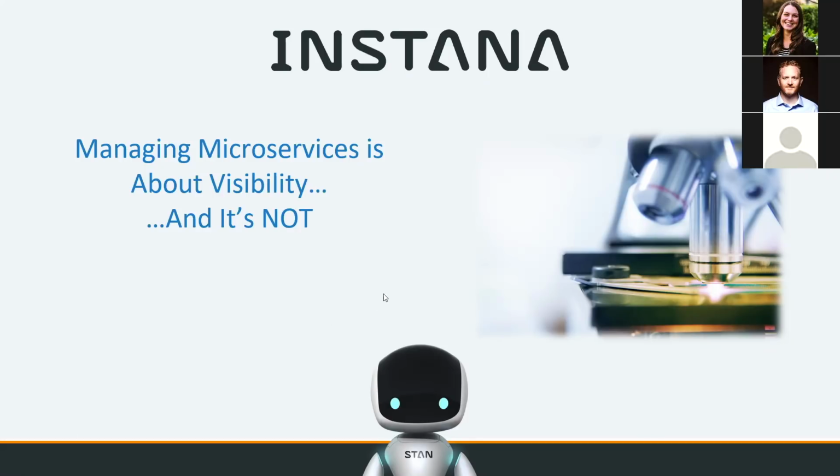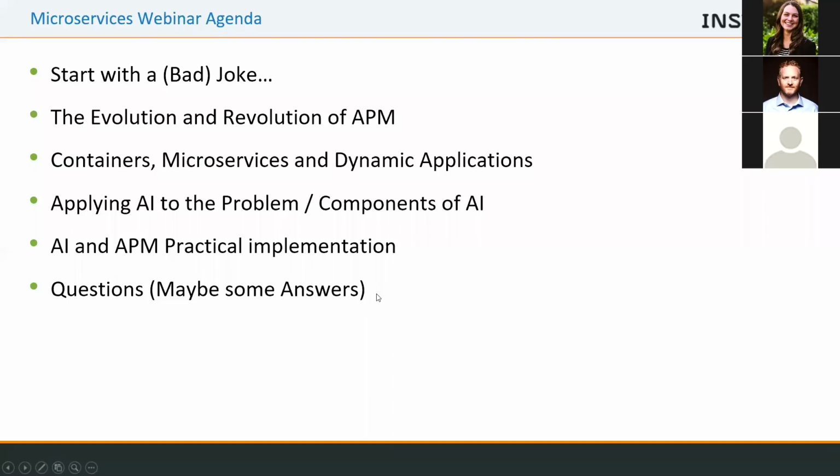We'll take you through the agenda real quick. We're going to start with a bad joke. That wasn't it. I guarantee you the one I'm going to tell is going to be worse. We'll talk a little bit about the evolution and revolution of application performance management as it pertains to really the evolution and revolution of how applications are built and delivered.